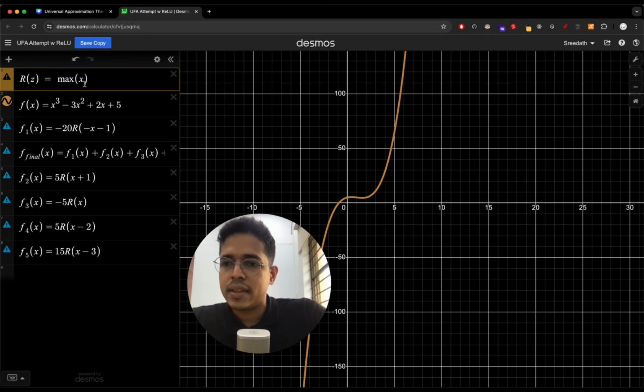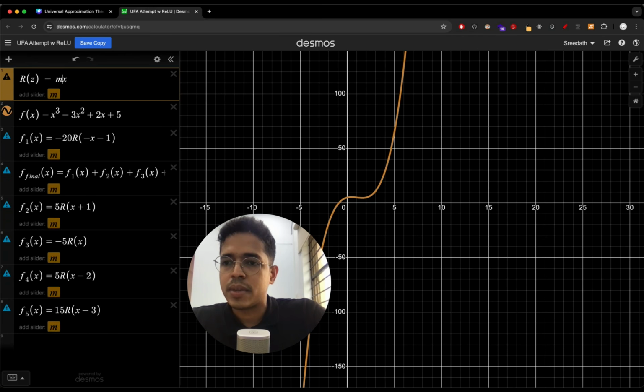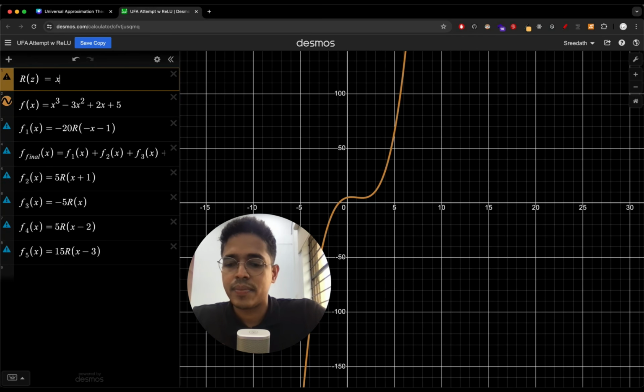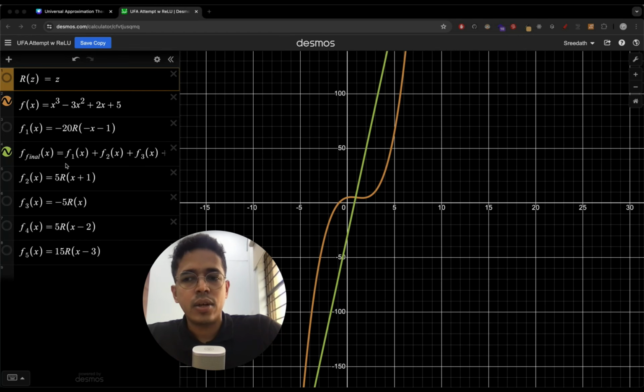Okay, I know why this issue is happening. Sorry, it's not x, it's just z. R of z equal to z. And now do you see what's happening? I have added a bunch of complex functions. These are all straight lines, right? Because R of -x minus 1 is -x minus 1. So these are all linear functions.